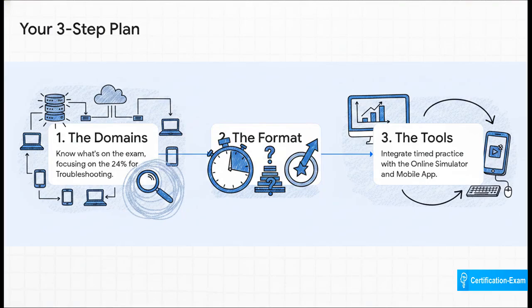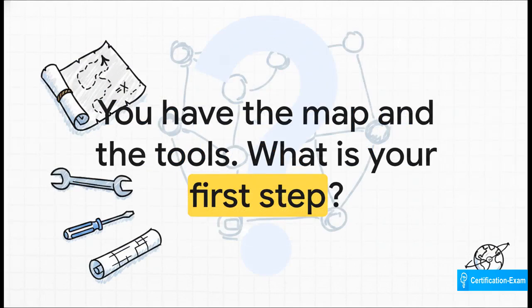It's that simple. Step 1, understand the domains, especially that big chunk for troubleshooting. Step 2, know the format inside and out. 90 questions, 90 minutes, goal of 720. And step 3, use the right tools. Get that simulator and mobile app and make timed practice a regular part of your routine. And there you have it. You've got the map, you know what tools to use, you have everything you need to know to get started.